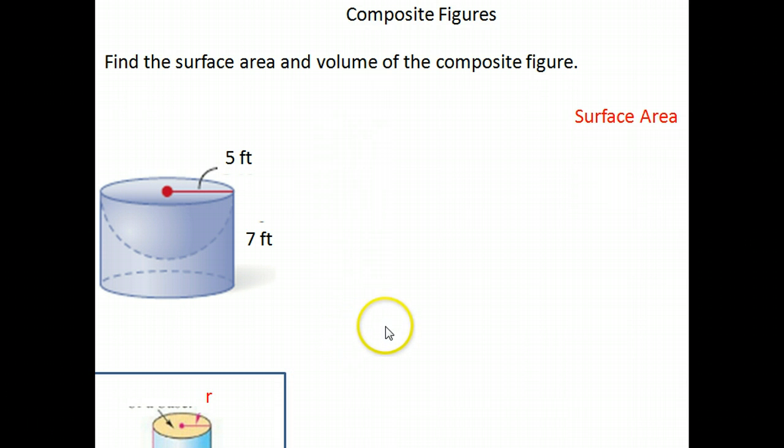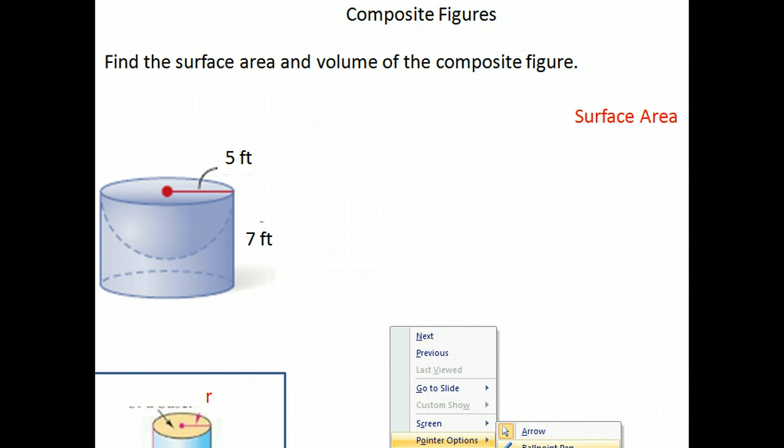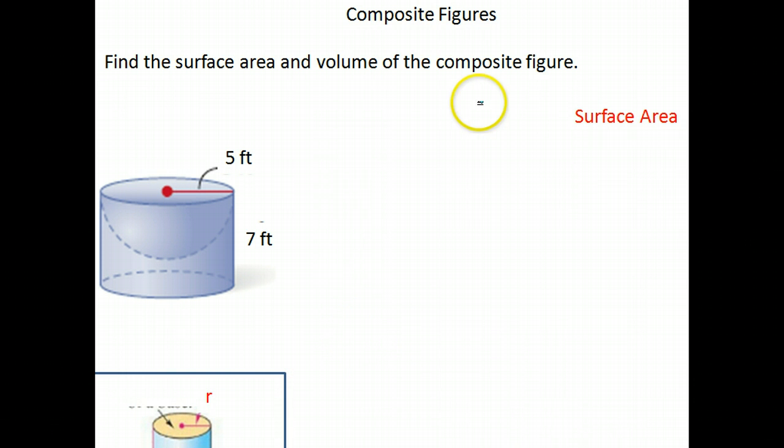Okay, so let's take a look at what we have here with this composite figure. In this one we're asked to find both the surface area and the volume. I'm going to do one at a time, starting with the surface area. What we have a picture of is a cylinder, like a pop can, with a scoop, a half of a sphere or a hemisphere, cut out of the top of it.